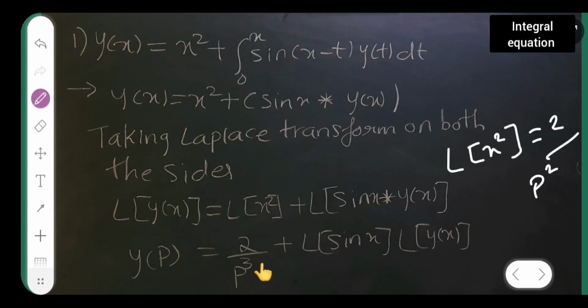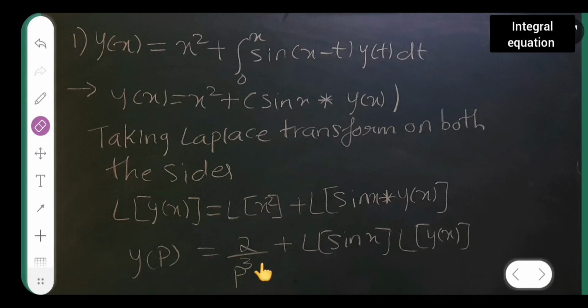p raised to power of 2 plus 1 is nothing but p raised to power of 3, so it will give me 2 upon p raised to power of 3. Let me rub this part. That is for the explanation. So that's how I get this 2 upon p raised to power of 3.